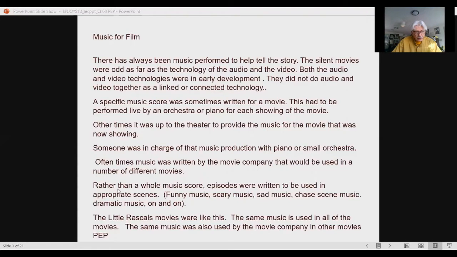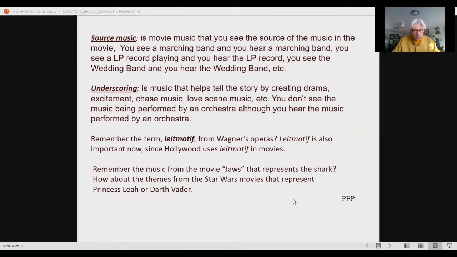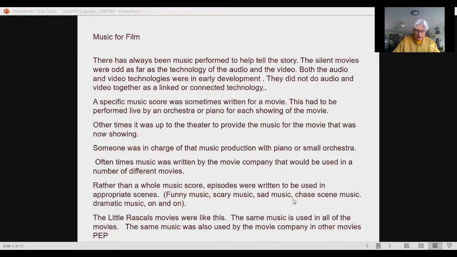And then the music industry itself, rather than write a complete film score for a movie, would write episodes, right, to be used in appropriate scenes. Again, funny music, scary music, sad music, chase scene music, dramatic music, on and on. And the Little Rascals movies, if you've seen those, are like that, right? Each of the movies has the same music. It's just the appropriate music at the appropriate time.